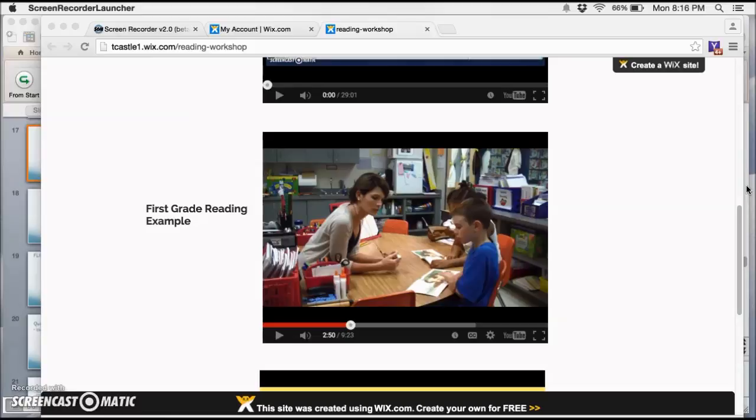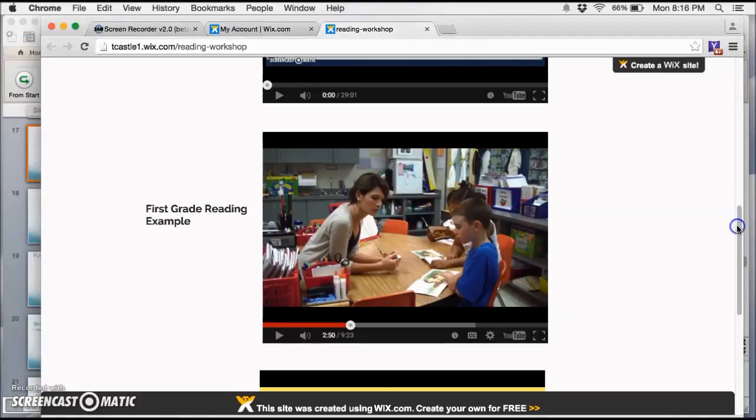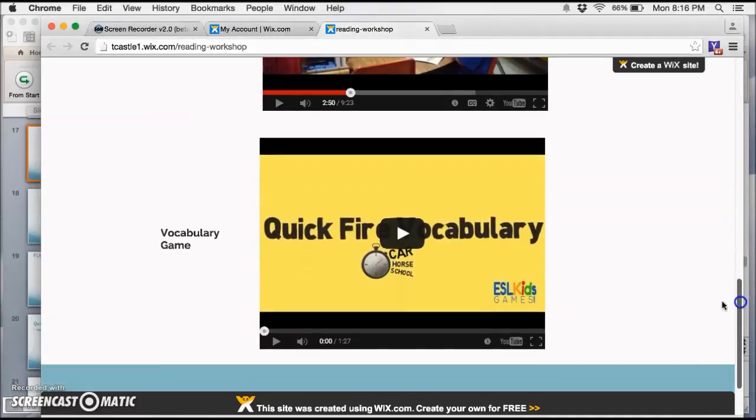She basically told them what they're going to be looking for when they're reading. She told them exactly how she wanted them to read it. And that was just a very excellent example of first grade and how the teacher can guide the reading instruction. And that would be an example of a small group. So the next thing that I'm going to show you is the quick fire vocabulary game.